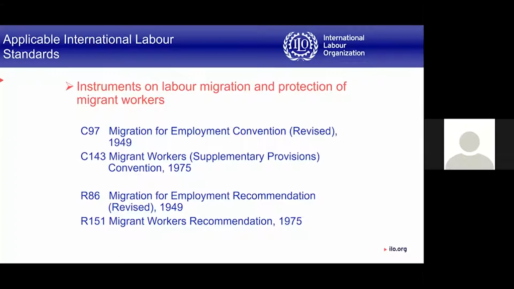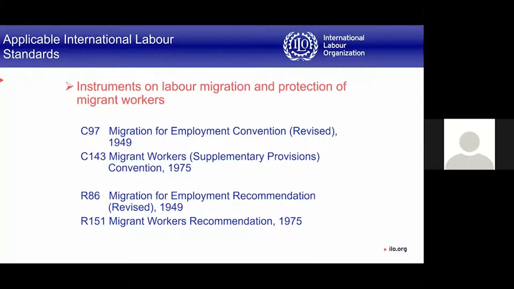So, let me just go back to what I was saying. There are two specific instruments on labor migration and protection of migrant workers. So it's Convention 97 and Convention 143. They are accompanied with their own recommendations, Recommendation 86 for Convention 97 and Recommendation 151 for Convention 143.